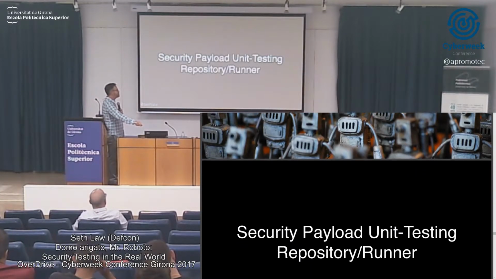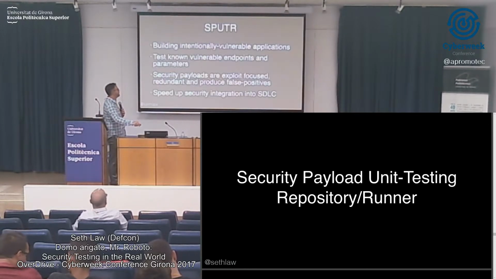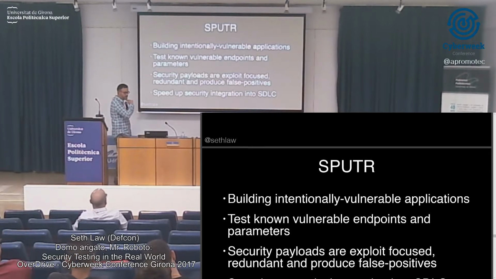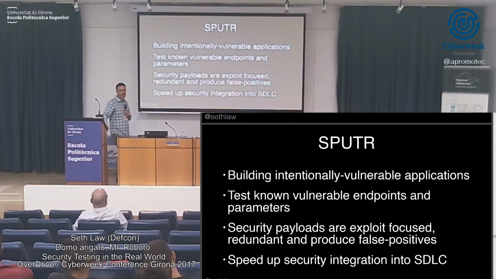So that takes us to the security payload unit test repository runner, what I'm calling Sputter. It's out and available on GitHub. But the whole reason behind this was these intentionally vulnerable applications that we wanted to test for security problems. We had built security problems into an application. I know that seems counterintuitive, right?